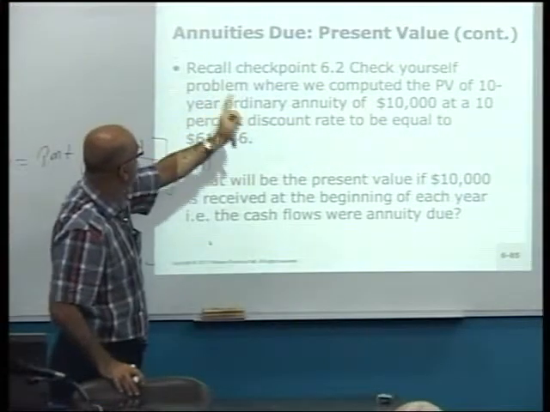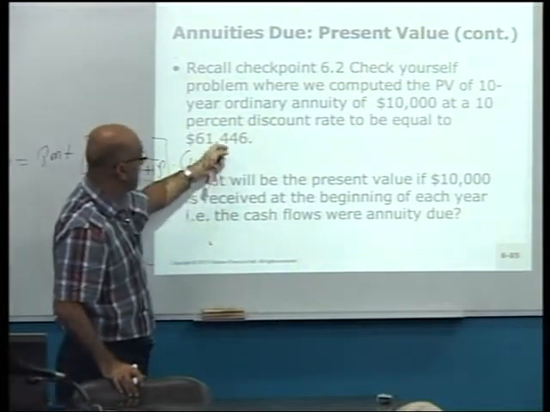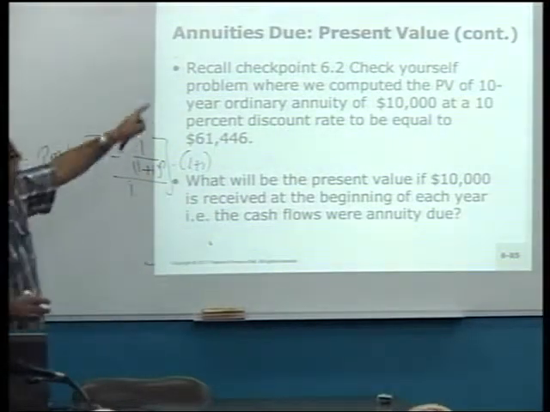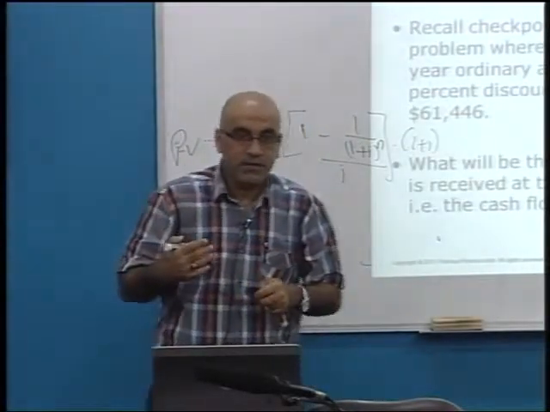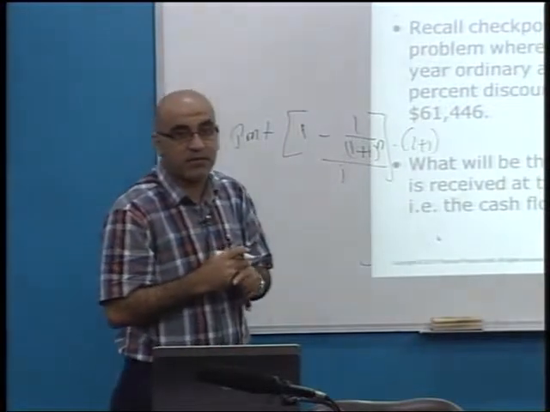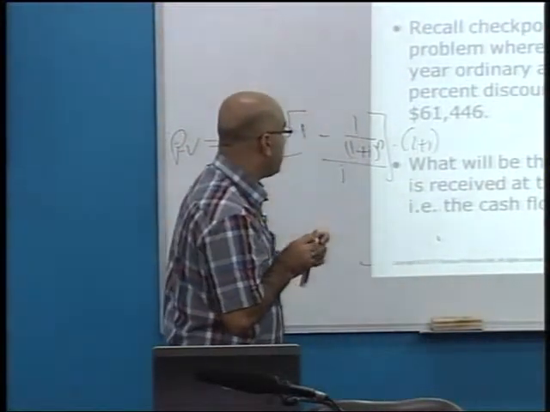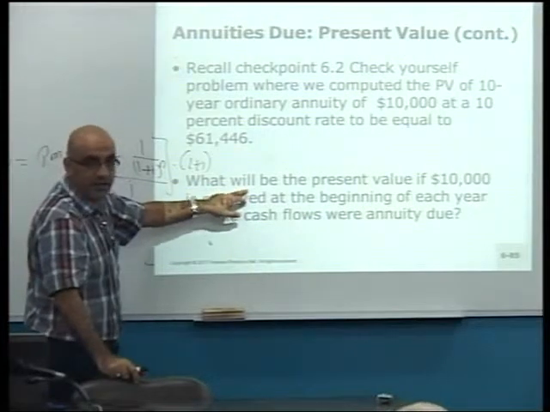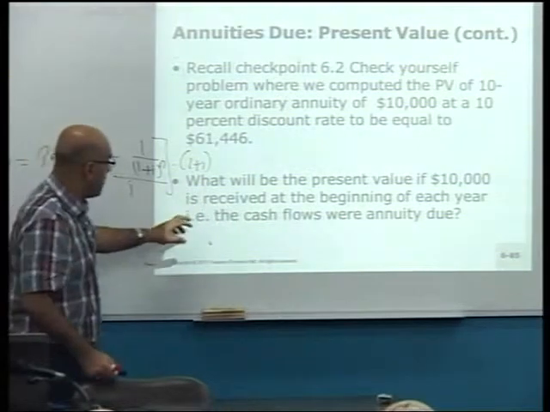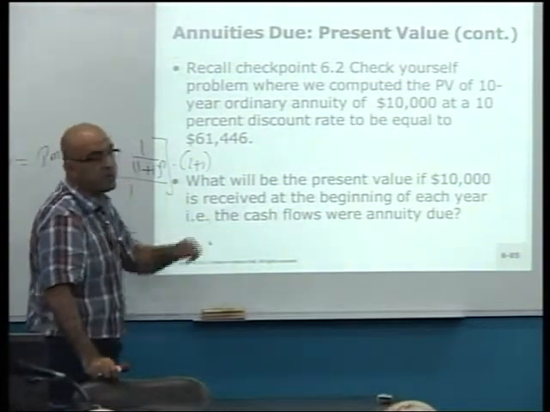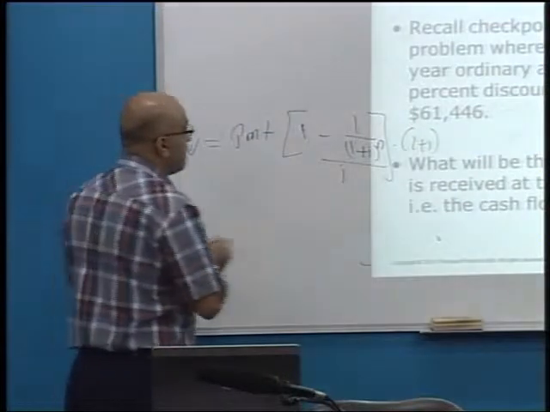Recall the check yourself problem where we computed the present value of an ordinary annuity. So we want to calculate the annuity due, but it was calculated based on the ordinary annuity. Now just revisit this equation and apply it to the annuity due. What will be the present value of $10,000 received at the beginning of each year? So in this case, the cash flows are an annuity due, and try to do the calculations here.